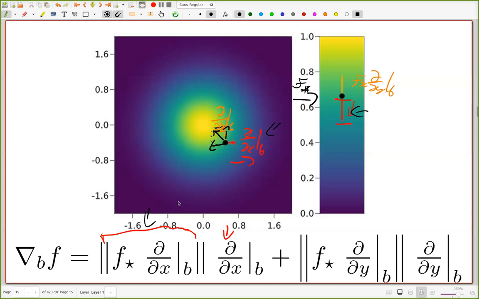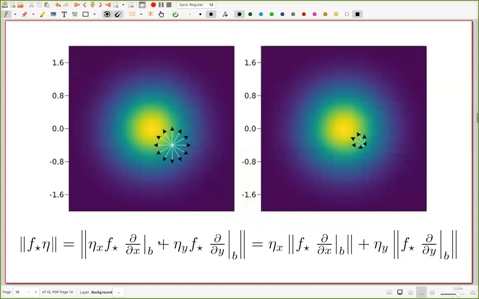And I want to make an important observation of why we are combining things from the left and things from the right-hand side of this function in order to compute this. The way I'm going to show this to you is take an arbitrary tangent vector eta. And then I'm going to rescale eta by the length of my push forward of eta. And the push forward of eta is, as we've talked about a couple of times now, basically the amount of change of f in the direction of eta.